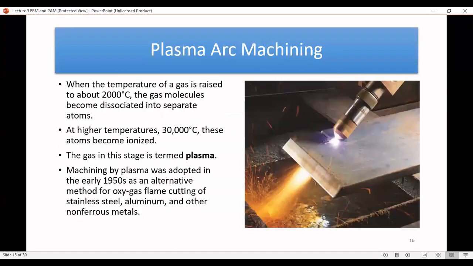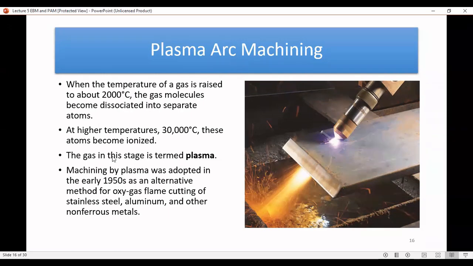No? If no questions, then proceed with plasma arc machining, or in short, PAM. Yes, anybody want to ask questions? No? Okay, so let's move on to PAM, plasma arc machining.